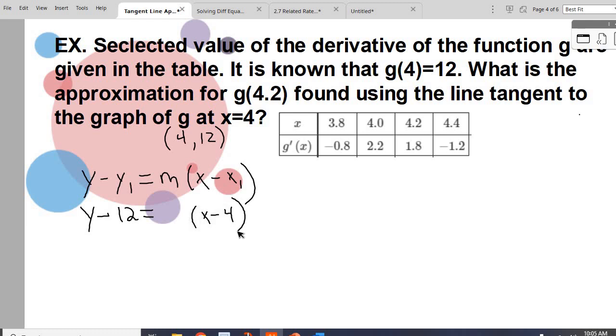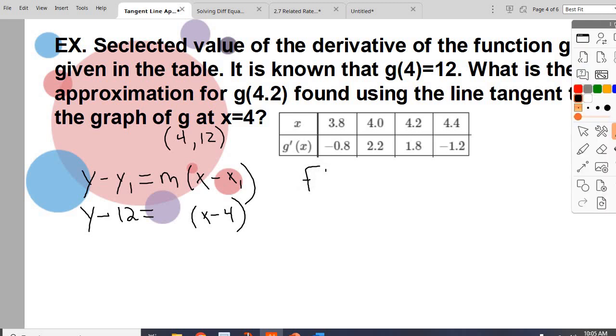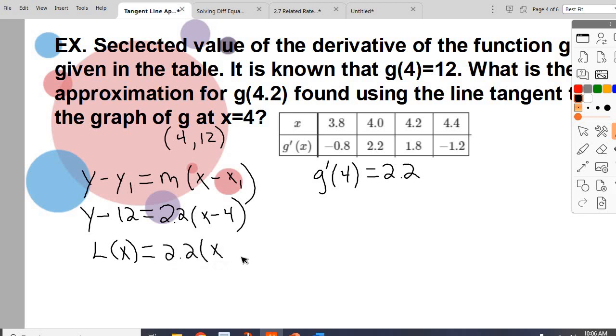Alright. And again, what acts as my slope? At what value? Yeah, so we need to know what is f, well, technically in this case it's g. What is g prime of 4? 2.2. Yeah, so g prime of 4 is 2.2. So that's what we're going to use as our slope, which then means that we can rewrite this as L of x equals 2.2 times x minus 4 plus 12.